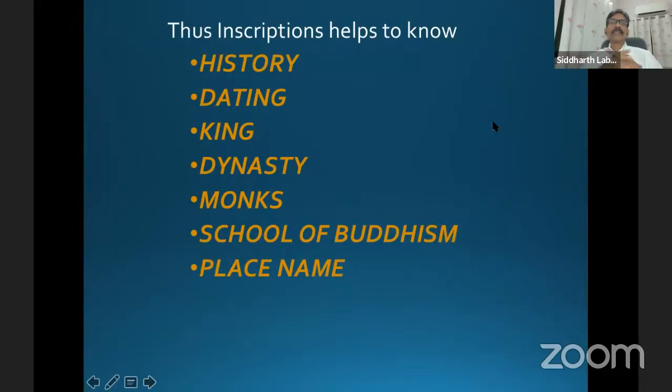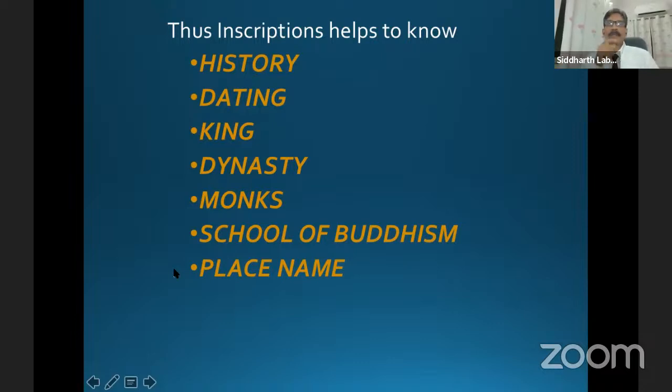So see the importance of inscriptions. We get the history, we get the dating, we get the name of the king, we can get the dynasty, we can get the name of the monk, the school of Buddhism it was, and we can get any place name. So many things we can get from the inscription. It may be small or it may be big, that is a different issue. And thanks to the Britishers, they have preserved it.